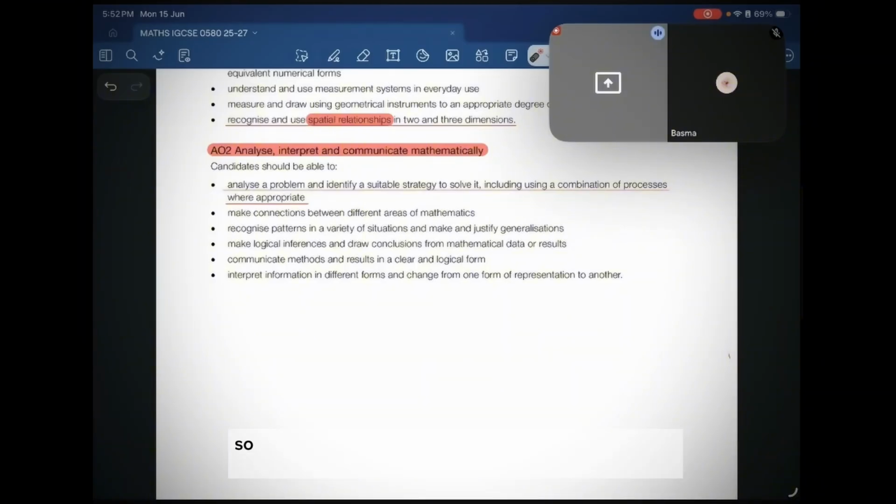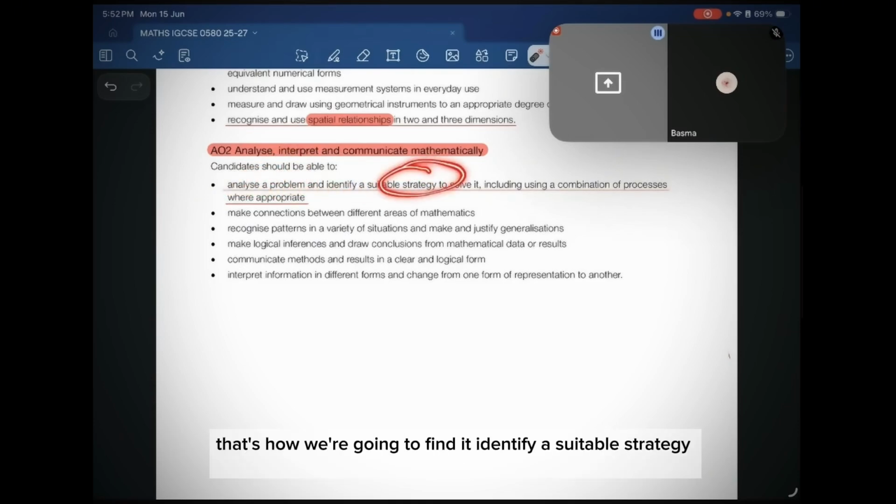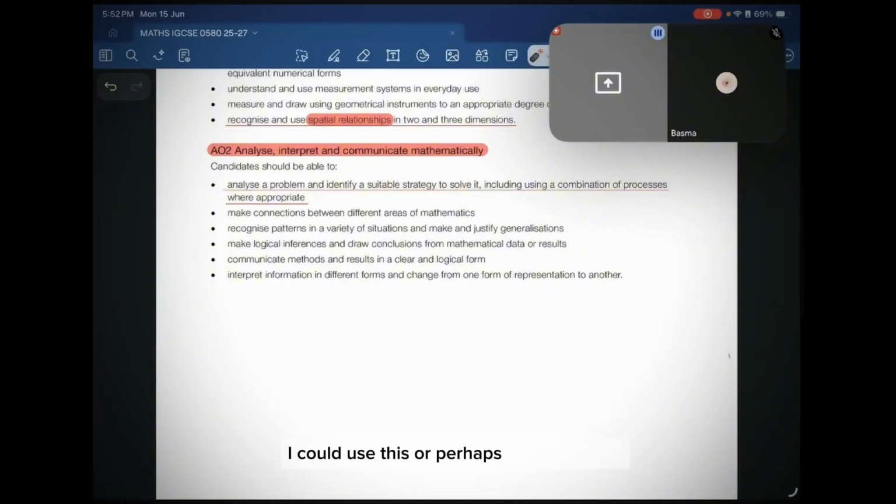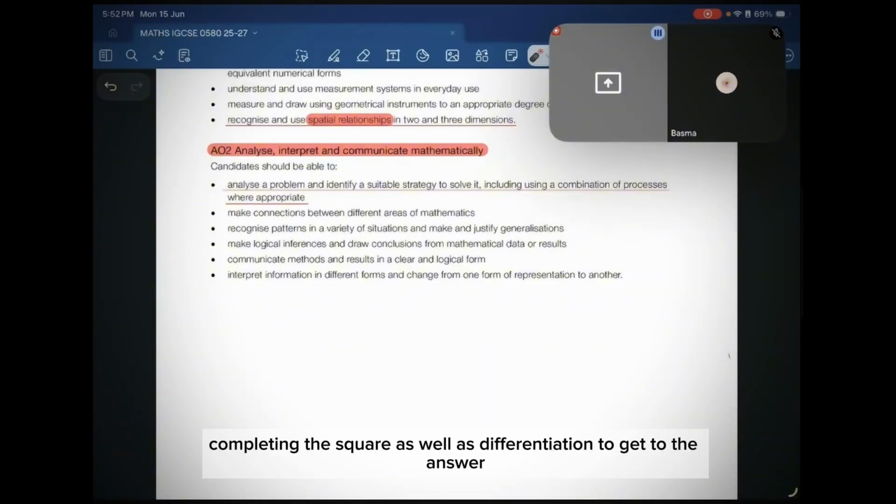Clear? So analyze the problem, identify a suitable strategy. We analyzed, okay, this is where X is. That's how we're going to find it. Identify a suitable strategy. Okay, I could use this or perhaps that to solve X. And sometimes I might even need to do 2, 3 steps to get to the answer. Or I might need to combine 2, 3 processes. Perhaps use completing the square as well as differentiation to get to the answer.